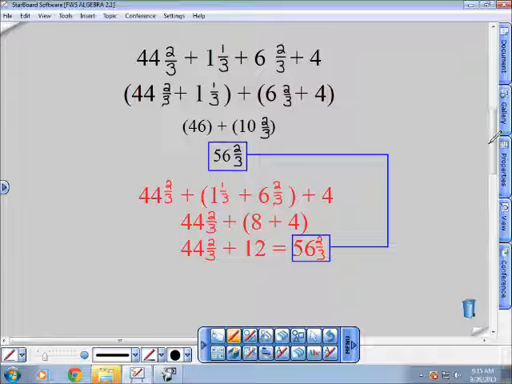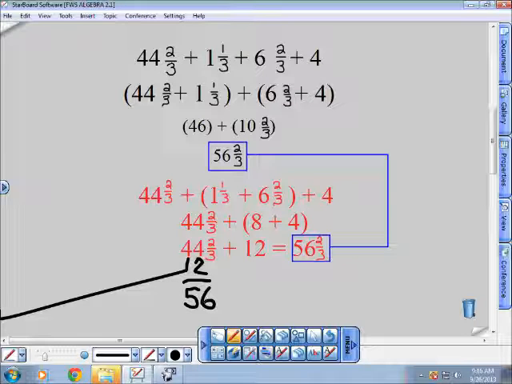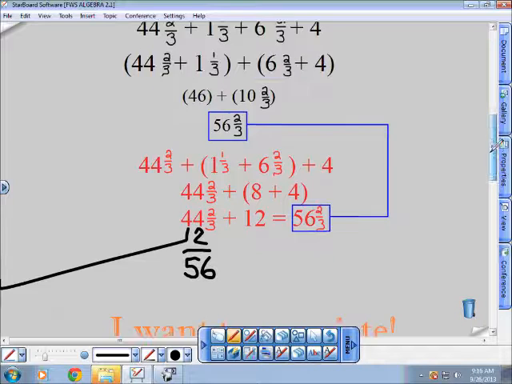Now, once I get to this step, I want to associate my whole numbers because that's easier to add. You could associate them this way. It doesn't really matter. But I'm associating it this way because it's easier to add whole numbers. What's 8 plus 4? 12. And then 44 2/3 plus 12 is 56 2/3. Notice that they're the same. Okay? So that's the idea. It doesn't really matter which way you associate them when you're multiplying or adding.